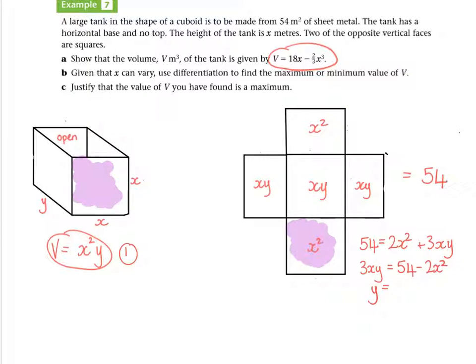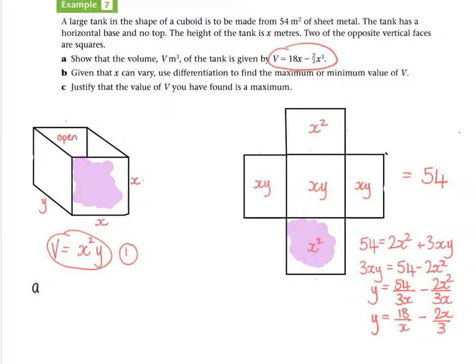Y then is equal to 54 divided by 3 over x minus 2x squared divided by 3x. We can cancel that a little bit, and that becomes 18 over x minus 2x over 3. So if I now take this and sub it into 1, so I'm going to take this y, this part here, and sub it into here, and I should get this equation at the beginning in part A.